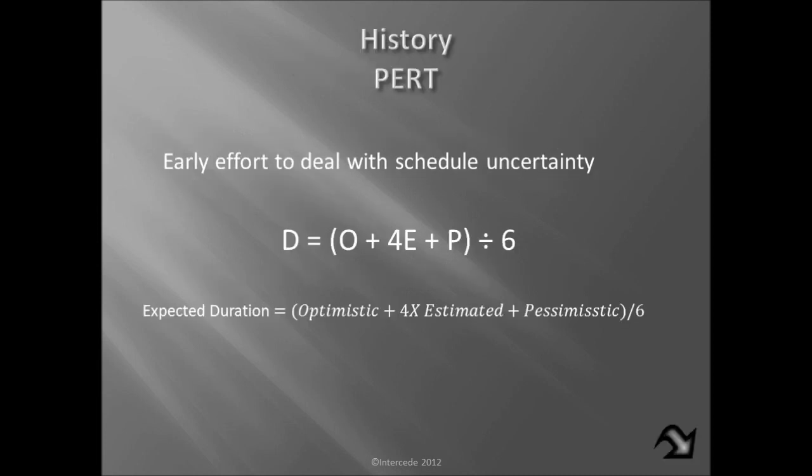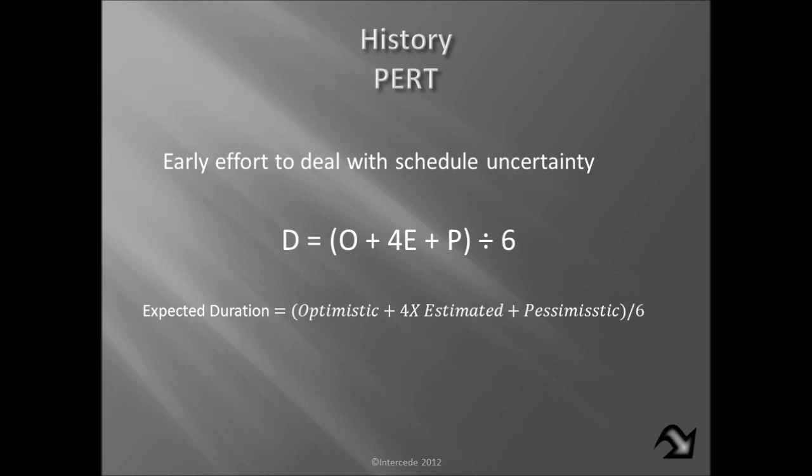Now, uncertainty has been with us forever, since the Egyptians built the pyramids or the Romans built their roads. But nobody has had a way of really modeling it. And the only thing that we've had was the old PERT expected duration equation, and this comes back to, I believe, 1952.